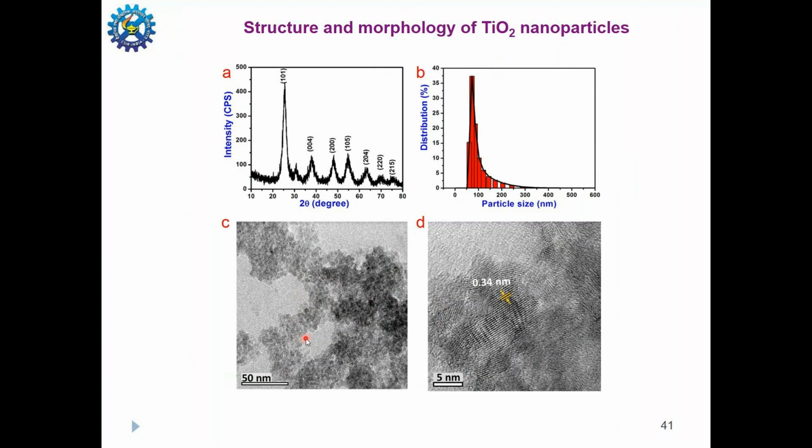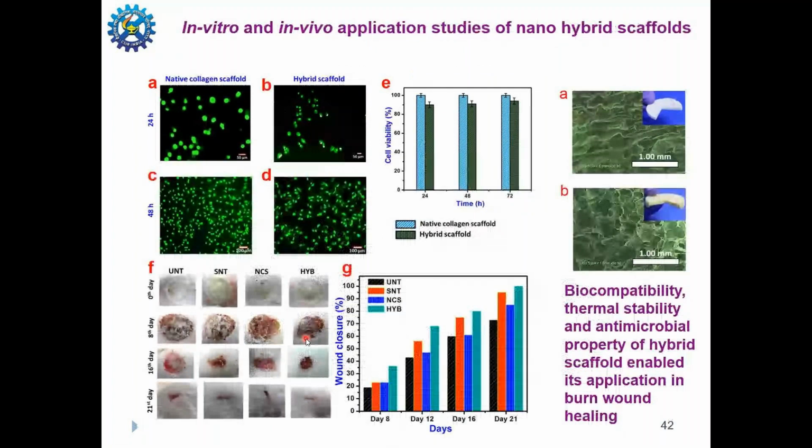5 nanometers. And we use this for wound healing applications, where we show that the cellular stability is good, and it can be used as a burn wound healing dressing material. We created the burn wound and used the scaffolds to close these wounds, and we can see that the hybrid scaffolds close the wound very nicely after the 21st day, whereas the control and untreated ones are not closed properly. So it has potential application as a burn wound healing material.